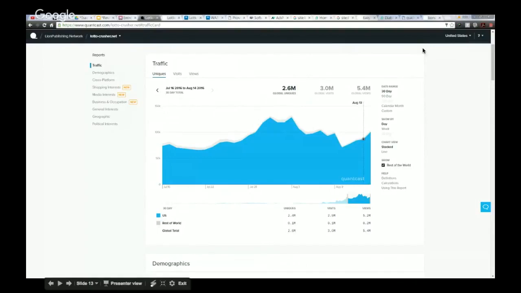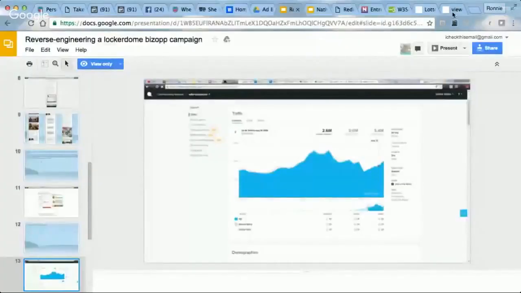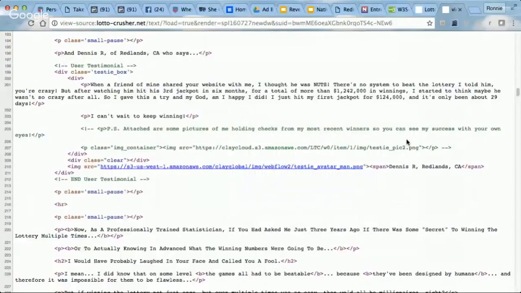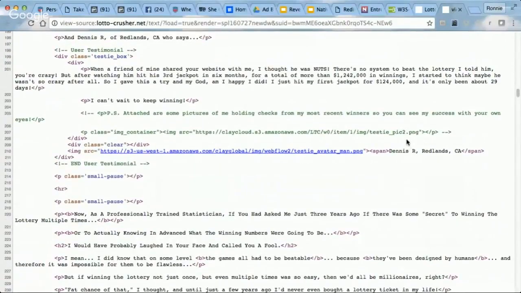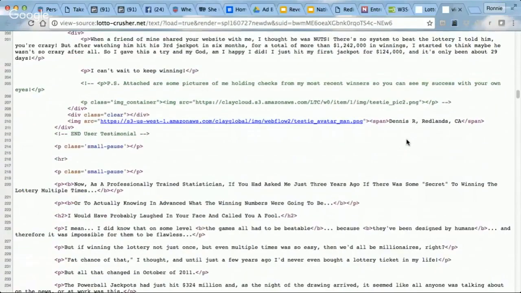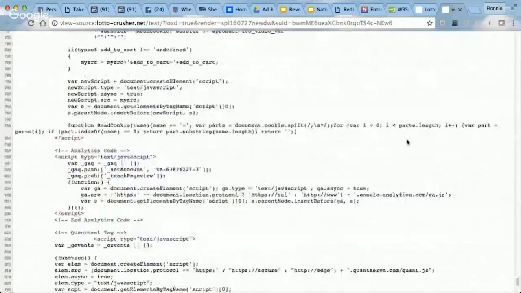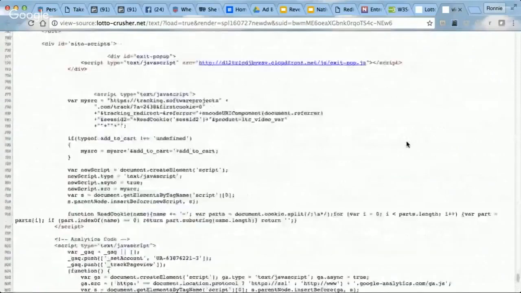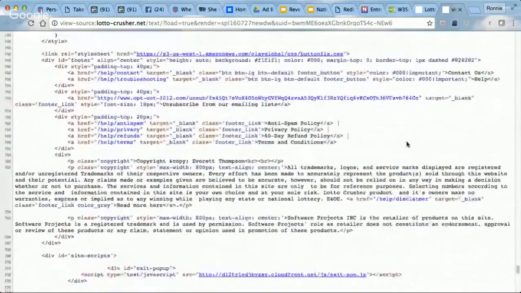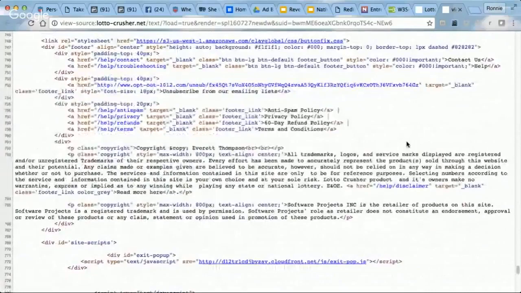I was showing you the coding. I did view source on this site, and I always look through the code and see how this says, attached are some pictures of me holding a check. I'm seeing they edited out some things. Let's look at their pixels. Oh, look, maybe they're using Amazon Web Services, Clay Global. I don't know, maybe that's their company name.